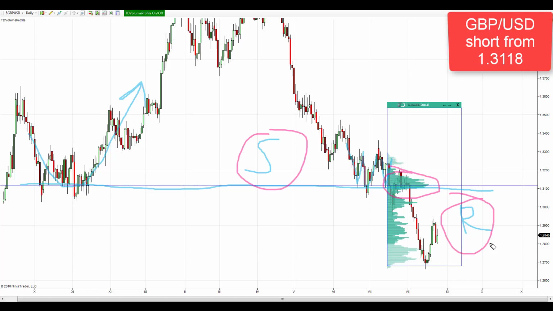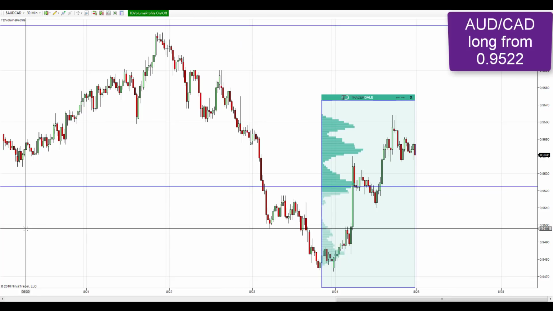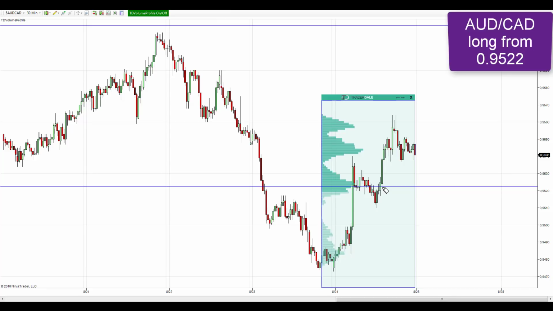take the trade. Let's now have a look at the intraday trade ideas, and let's have a look at the Australian dollar, Canadian dollar, where there is a long level which I like to take. The long level is right there.